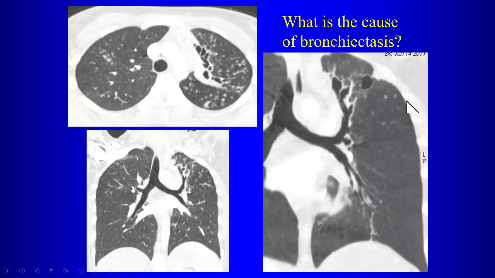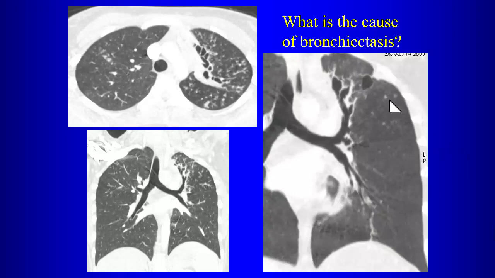So in this particular case, what are the findings? We can see there's bronchiectasis, but what are the findings, and what do we think the cause of the bronchiectasis is? So what are the findings here? Is that normal? Is this a normal CT scan, or is there something wrong? Yes, more so on the left side, you have some nodular opacities, and then you have bronchiectasis, right? So what's the cause of this patient's bronchiectasis?